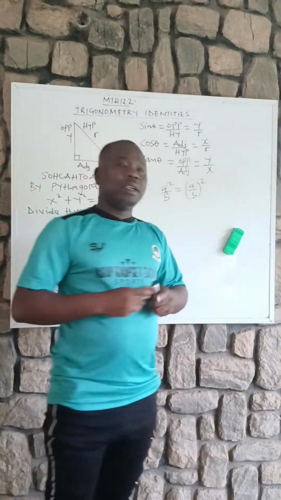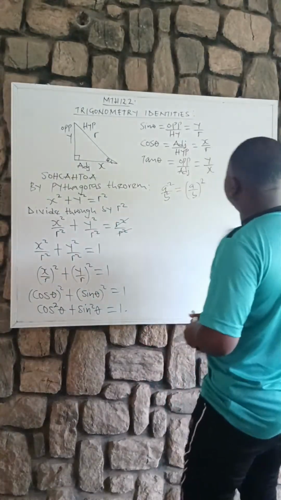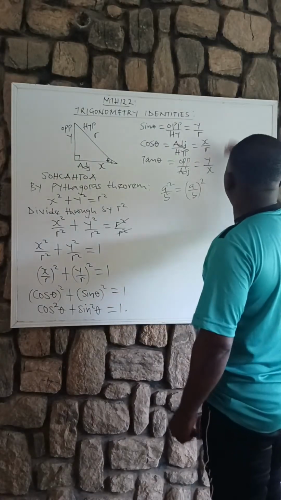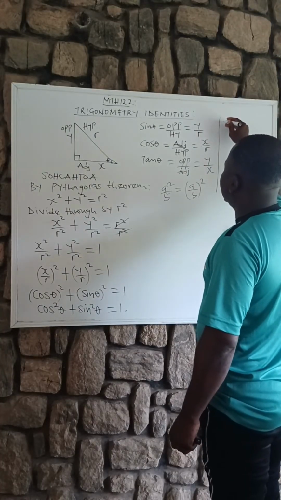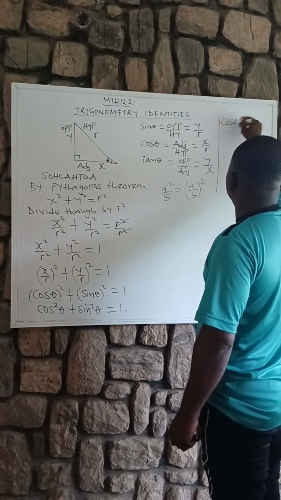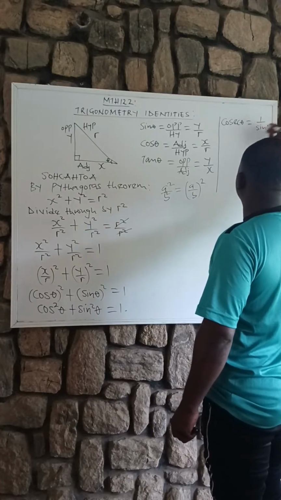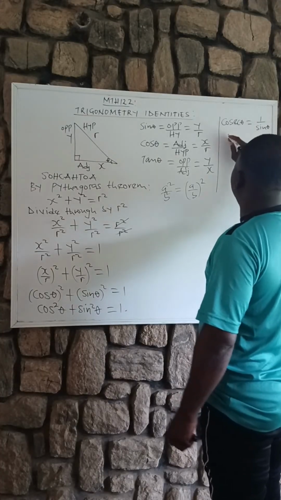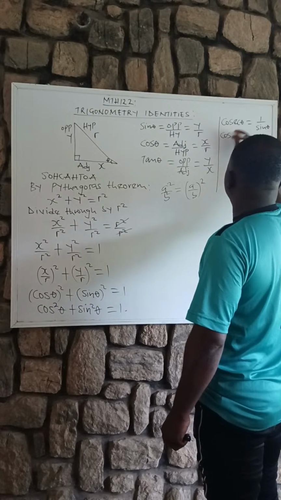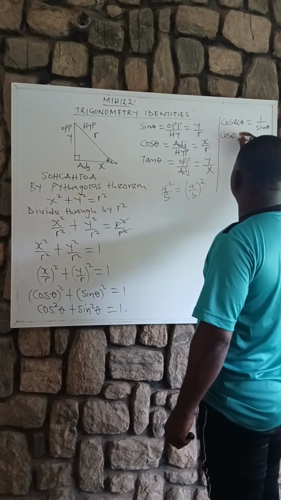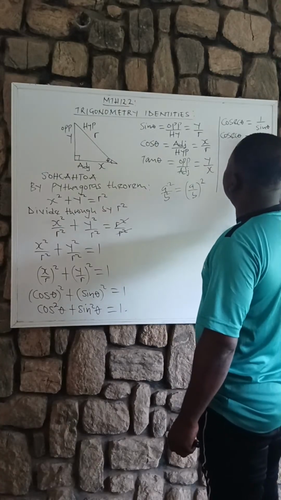Amen? So if you agree with me, this is how you are going to prove this. Let us also remember that cosec theta is equal to 1 over sin theta, isn't it? So it means cosec theta is equal to r over y. True or false? This is sine inverse.